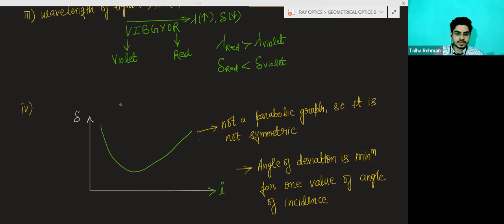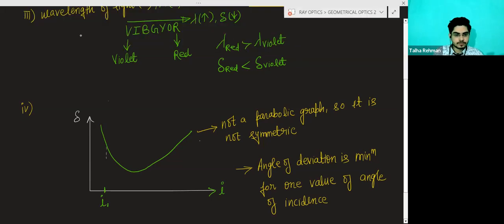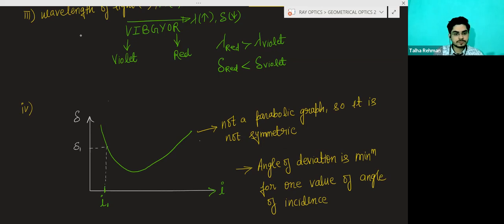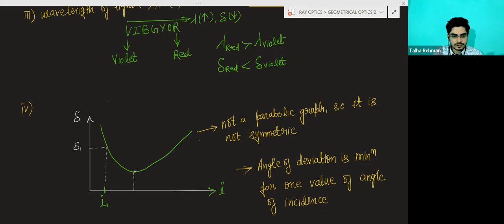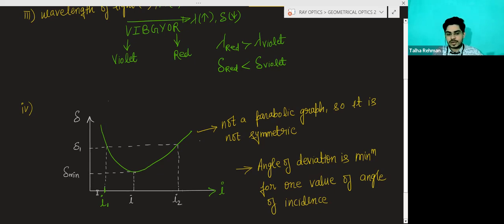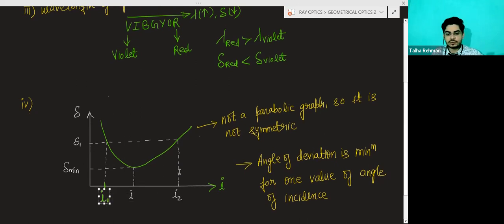Suppose here is some value of angle of incidence, I1. For this value, suppose the angle of deviation is this, delta 1. Now, after that, you increase the angle of incidence and the angle of deviation will decrease. Finally, there is a value of angle of incidence where the angle of deviation will be minimum. Remember this point: for this delta 1, there will be two values of angle of incidence, I1 and I2. For I1 there is delta 1, and for I2 also there is delta 1.